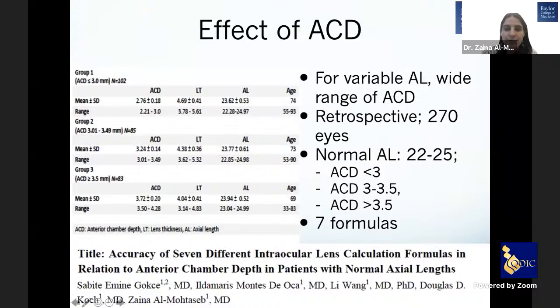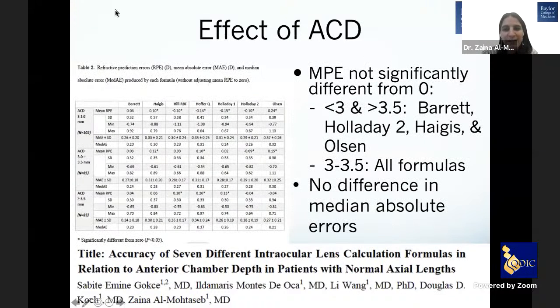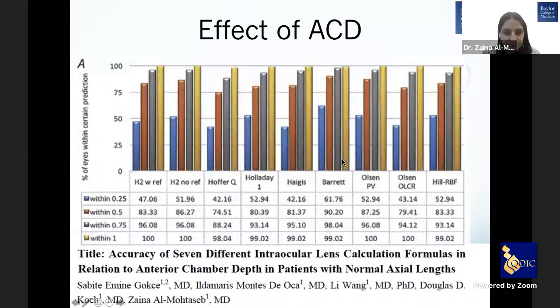And there were interesting results. So the MPE was not significantly different from 0 in the Barrett, the Holladay 2, the Haigis, and the Olsen, if it's less than 3 millimeters or greater than 3.5, versus all formulas did well, and there was no significant difference in the average anterior depth. And again, these are those newer formulas that show up in the extremes of eyes in which patients do better.